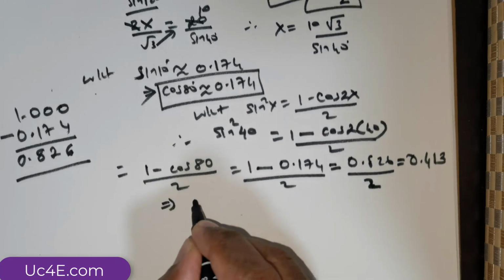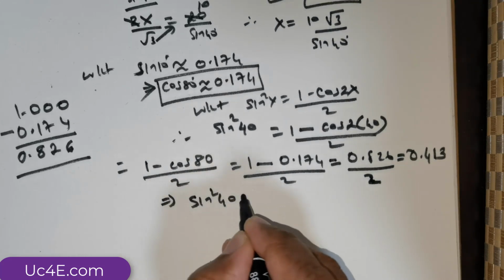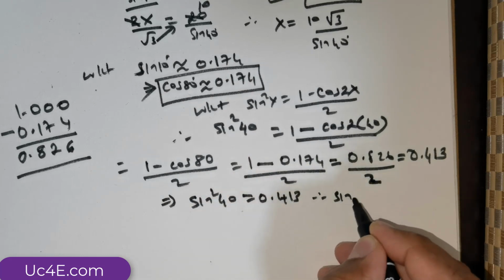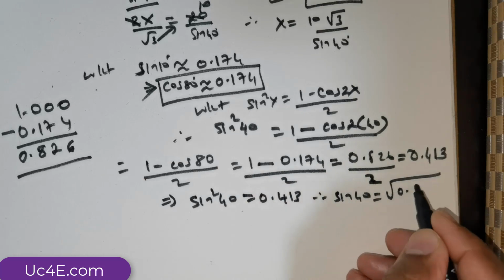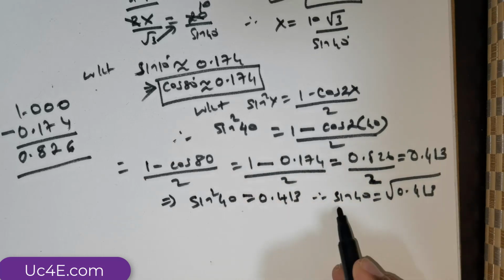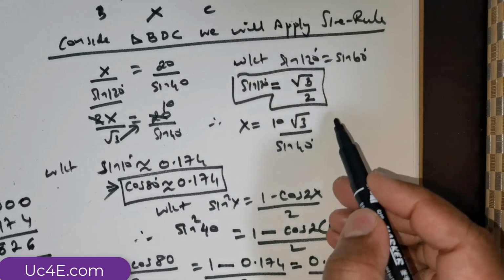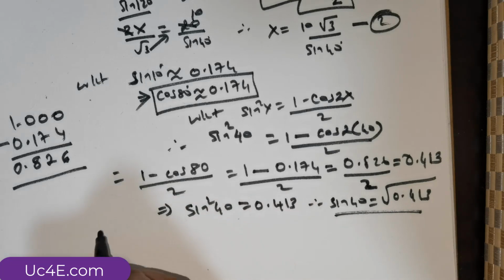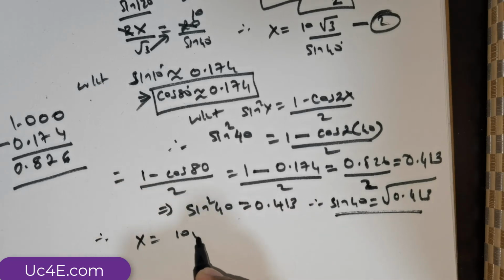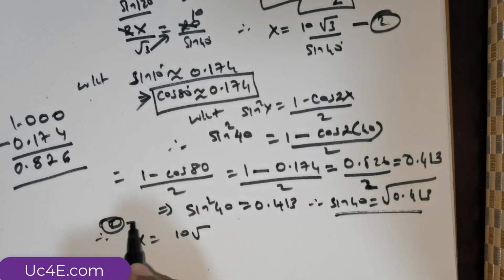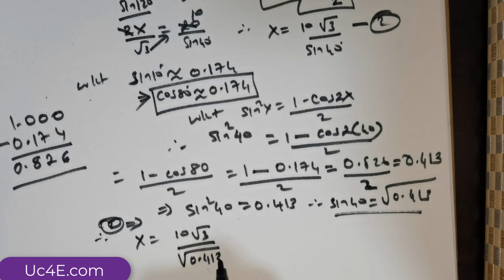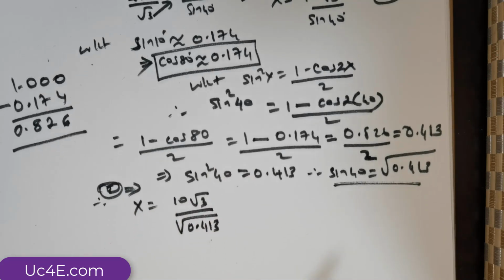So this would mean I got sine squared 40 is equal to 0.413. So therefore sine 40 is root of 0.413. This is the value. Now let me substitute this value there. So therefore x is equal to 10 times root of 3 divided by root of 0.413. So now we can extract the value of x from here.